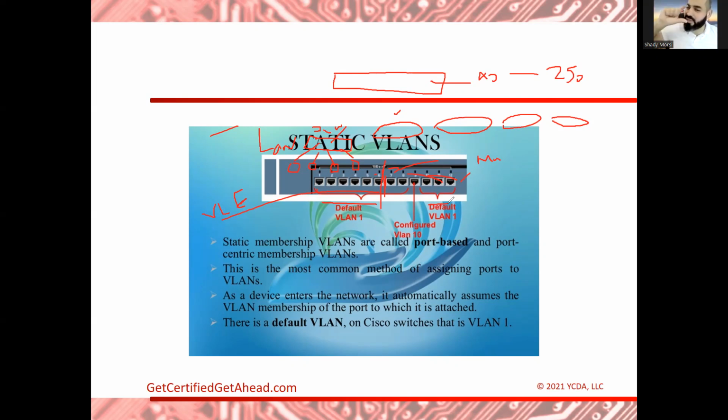I'm segmenting one switch into 2 areas: an area for marketing and an area for engineering, and both of them cannot see the traffic from each other. And this is very good when it comes to security.